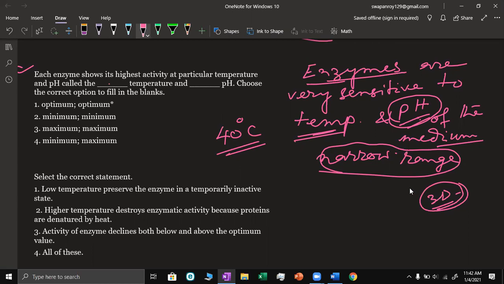Okay, unfolding will take place, and so functional activity will change. If you go beyond 40 degrees Celsius, they denature. So each enzyme shows its highest activity at a particular temperature and pH, and this is called the optimum temperature and optimum pH.